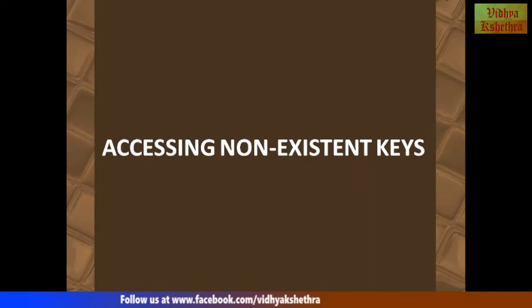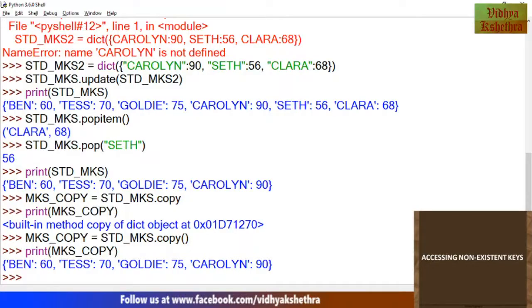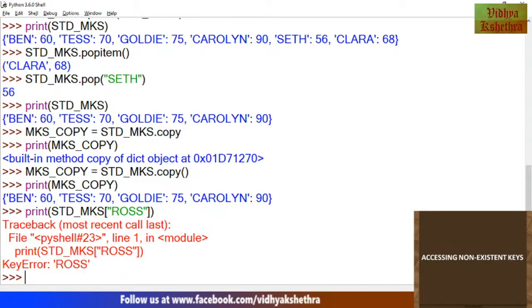So in order to avoid that, there are certain ways in which we can do that. Now for example, we try to use reference a key which is not present in this dictionary, then we get an error. That is key error.